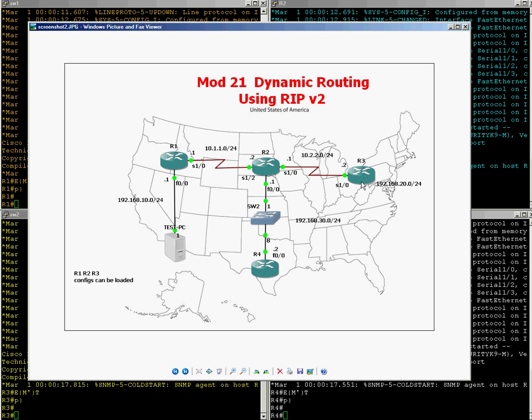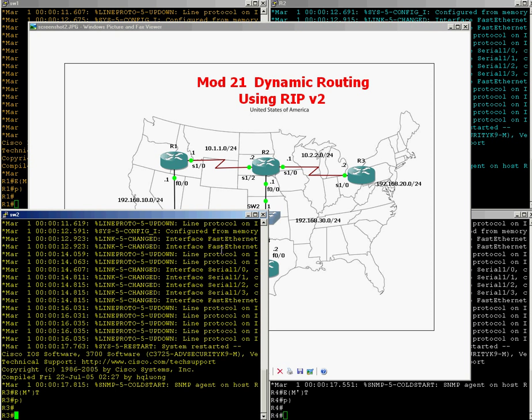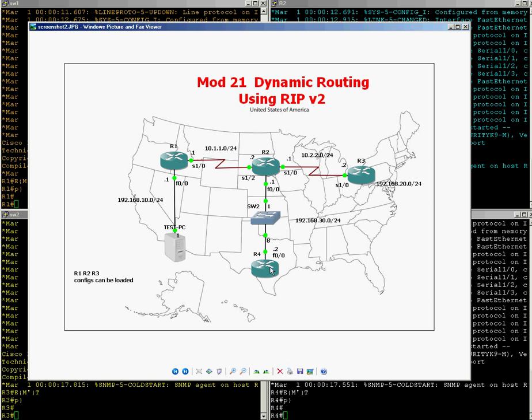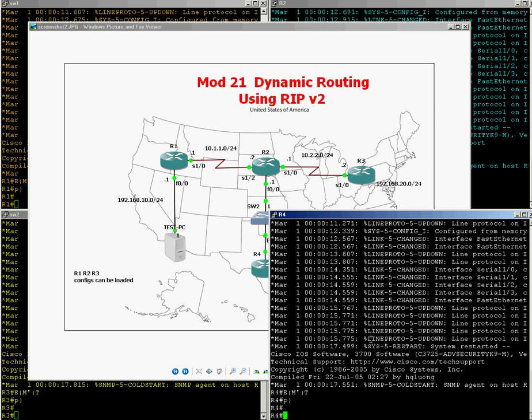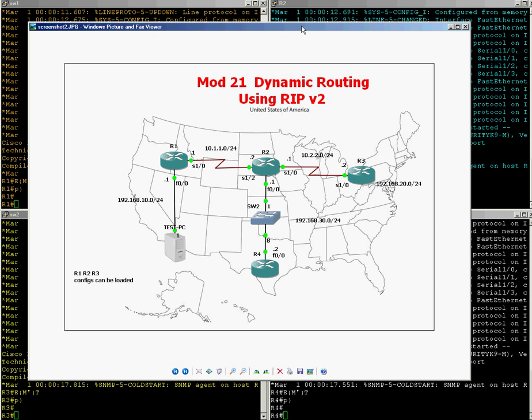R3, over here, is around the Pennsylvania, Ohio area, and is represented by this yellow text down here. And this last router down here, R4, is in Texas, which is represented in this white text.